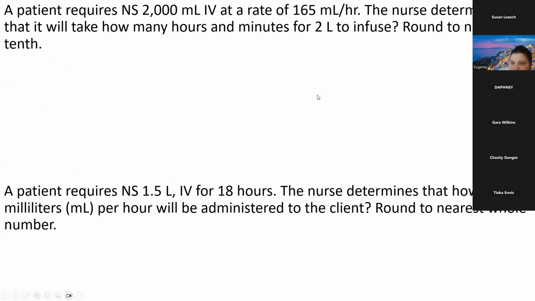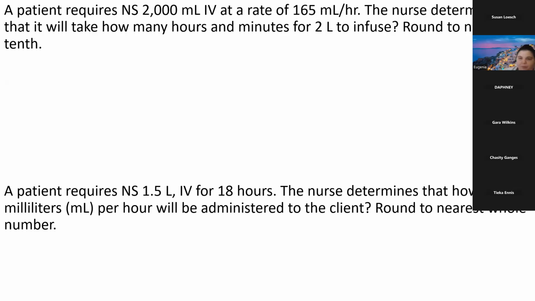The reason why I'm doing this one is because if you end up with a fraction of an hour and it's asking you what time the infusion is going to end, you have to be able to convert that fraction of an hour into minutes. Okay, so let's look at the first one. We have 2,000 mLs and it's going at 165.